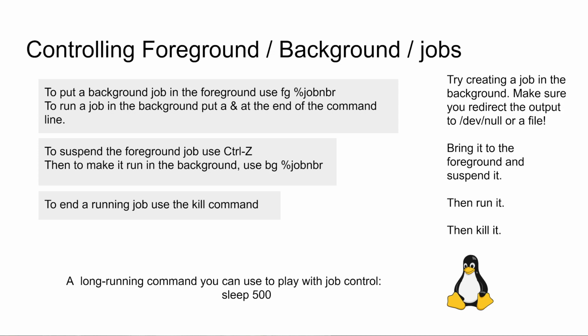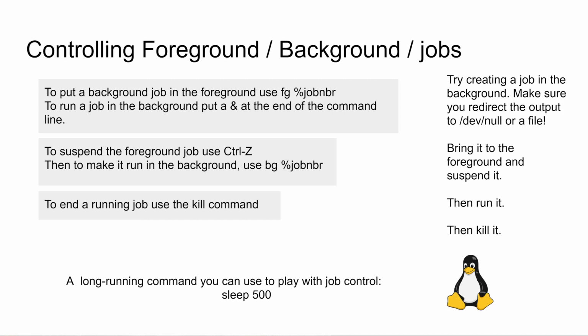To bring a background job to the foreground, you can use FG. In order to run a job in the background, put an ampersand at the end of the command line, which we've seen, right? So that's a way you can spin off multiple processes and then control them at the command line, which one is receiving input and generating output, which is the foreground application. So FG command for that.